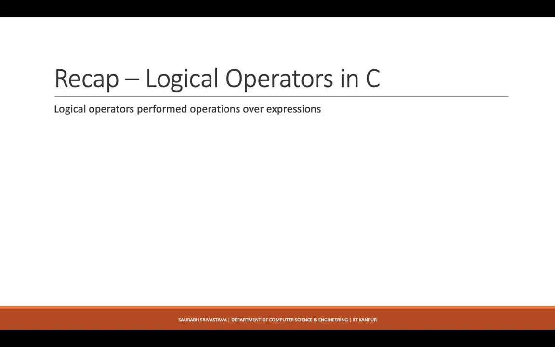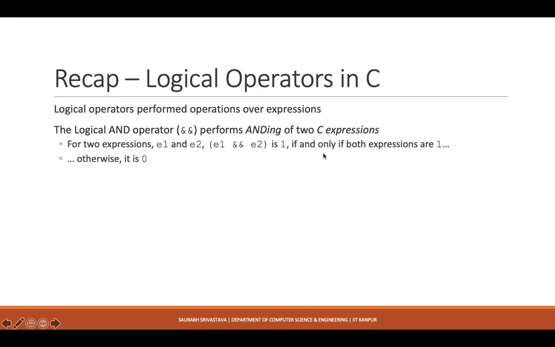Similarly, in continuation, we had a look at the logical operators in C. So these logical operators performed these Boolean functions over expressions. For example, the logical AND operator performs ANDing of two C expressions. So if E1 and E2 are two expressions, E1 && E2 is 1 if and only if both expressions are 1, and otherwise it is 0. It can be more than 2 as well, but basically it is evaluated always for 2 operands, so that is why we're just considering it for 2 operands.